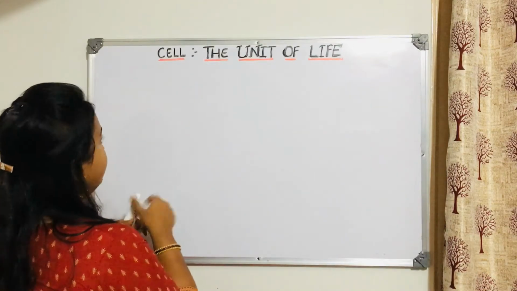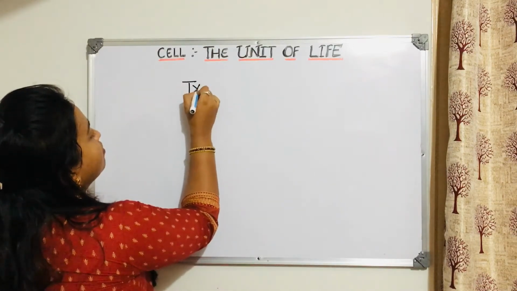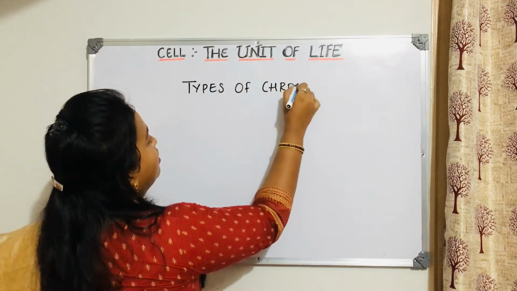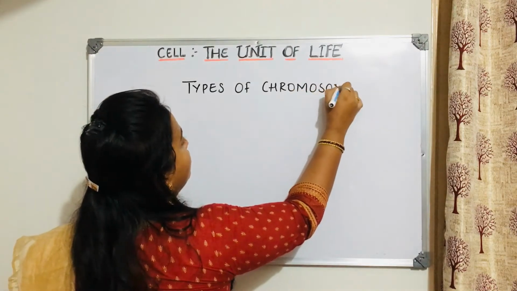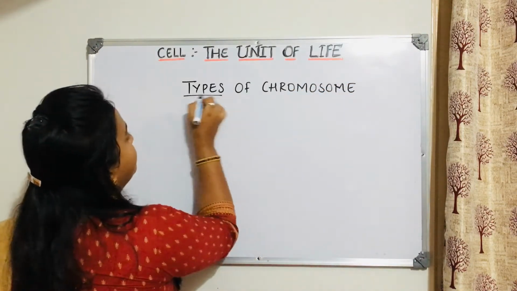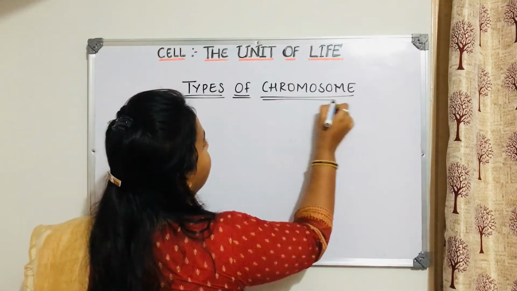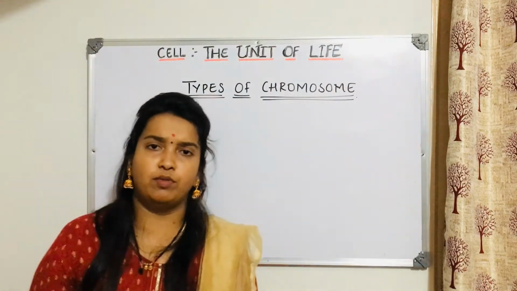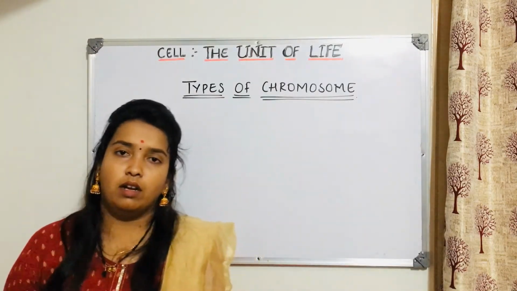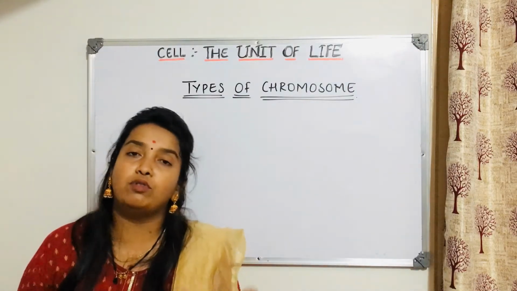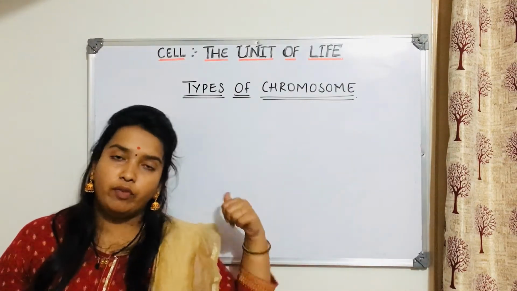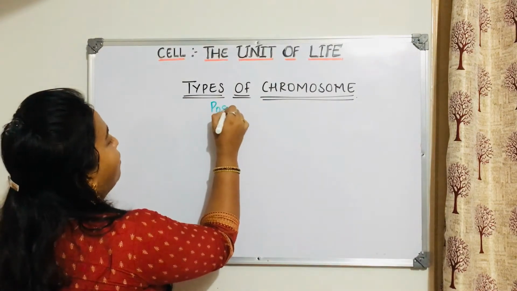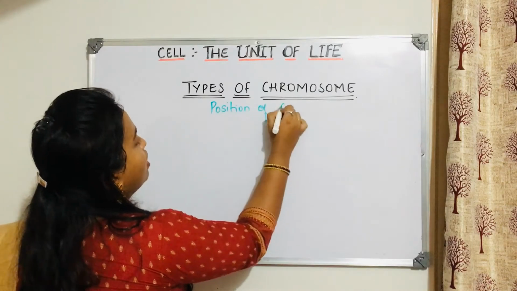Okay, now based on number of chromosomes, based on number of centromere, based on position of centromere, chromosomes are divided into different types. Now what we will be seeing is based on position of centromere.